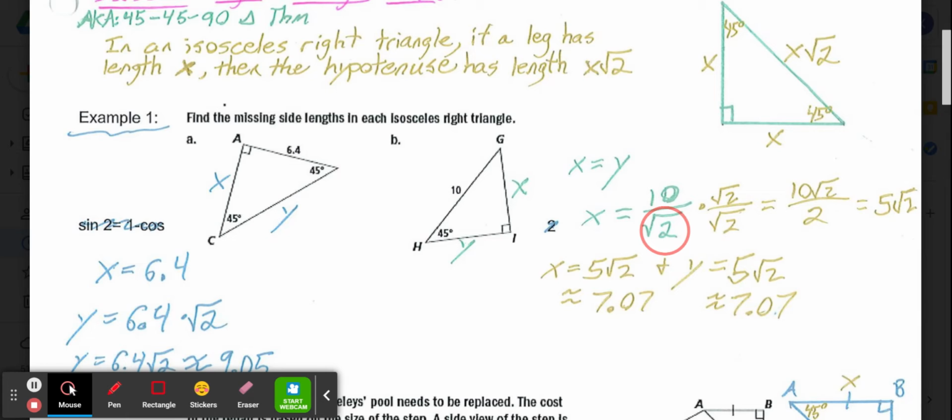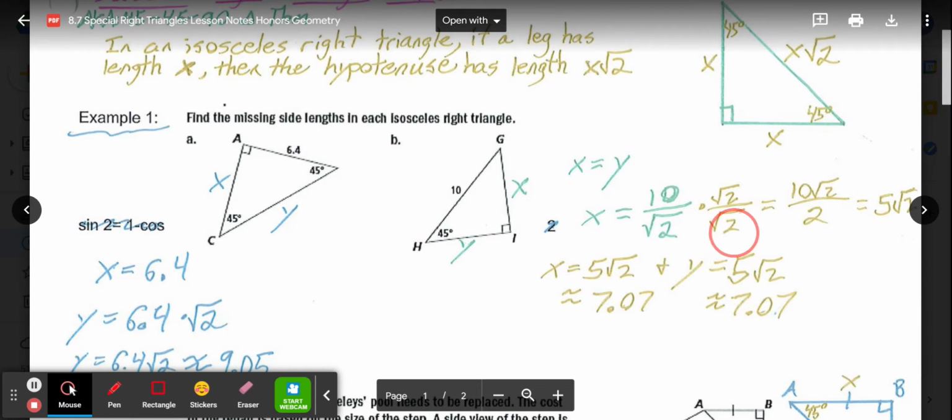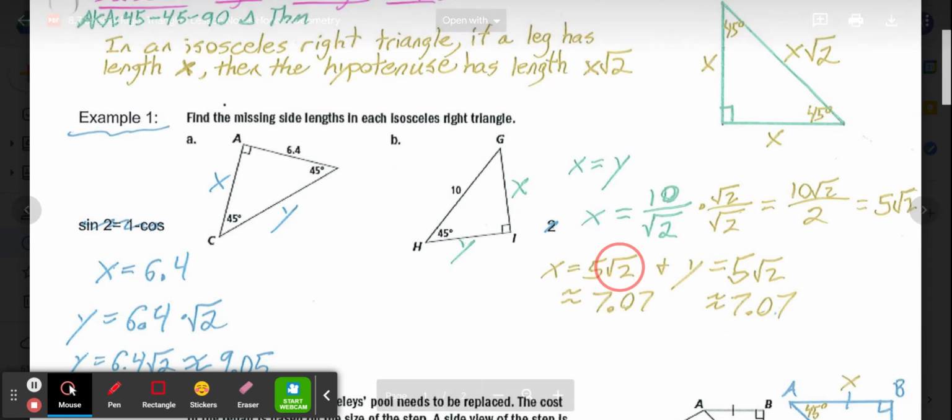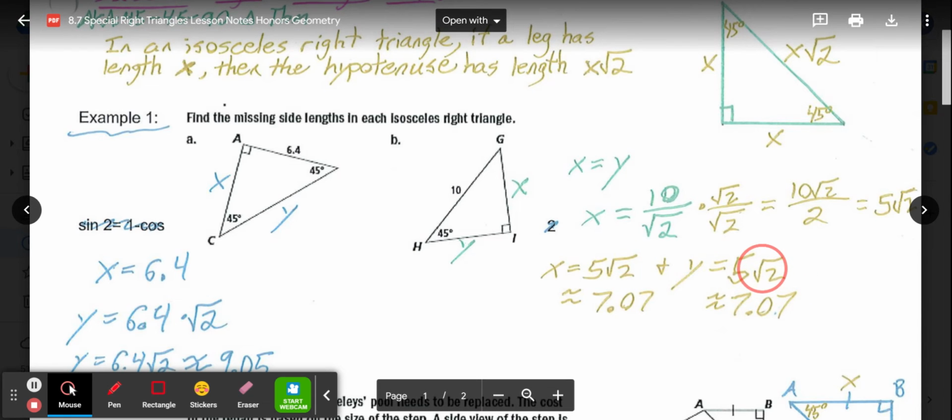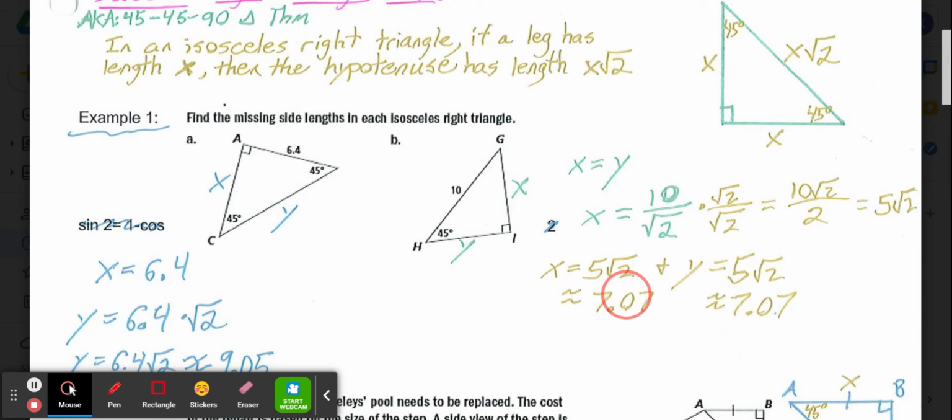So how do we simplify that? 10 divided by square root of 2, to simplify, we multiply the top and bottom by that radical on the bottom. So both get multiplied by square root of 2. Then we have 10 square root of 2, and on the bottom, square root of 2 times square root of 2 is just 2. We can simplify the 10 and the 2, and we would have 5 square root of 2 for our answer. So both of our legs are 5 square roots of 2, and if we wanted a decimal answer, that's approximately 7.07.